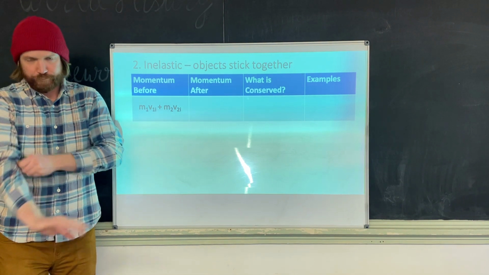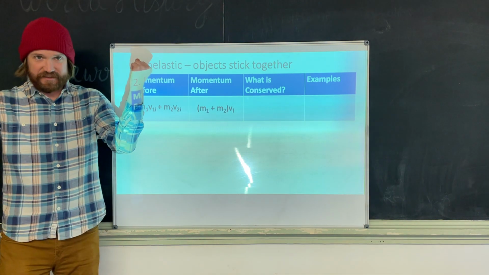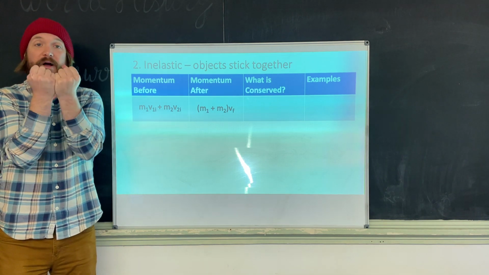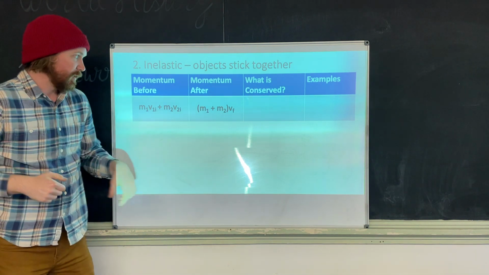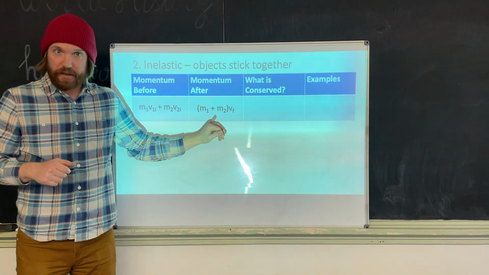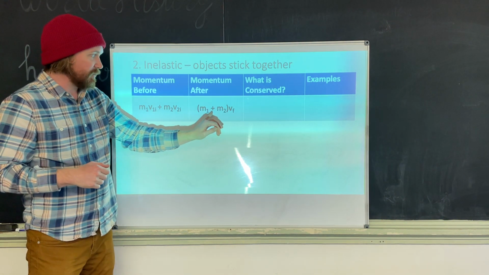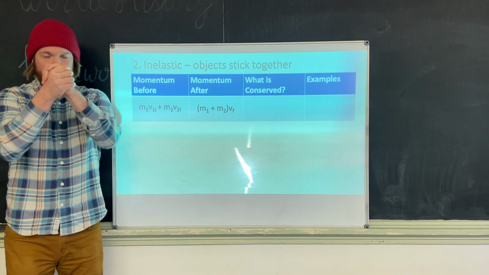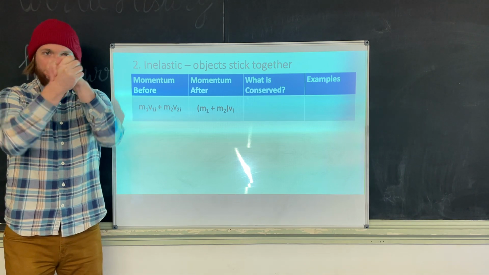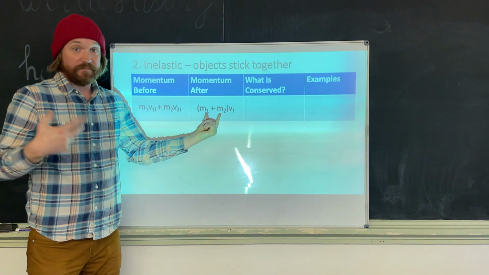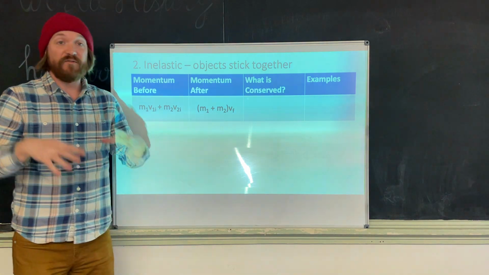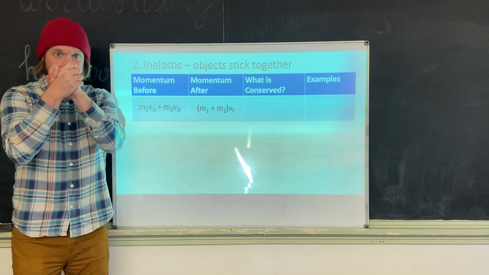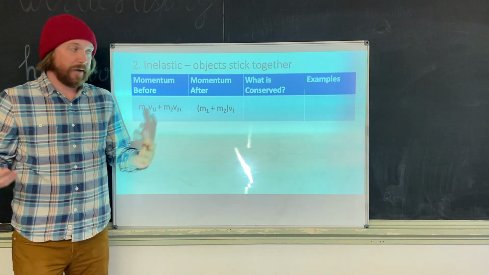The difference here is that afterwards, because they stick together, they're no longer two separate objects. They are now one object that is stuck together, so their masses are now combined. You take the mass of the first object and add it to the mass of the second object. They start off separate and they stick together, so now they have one mass, their old masses added up, and they have one singular final velocity. Why one velocity? Because they're stuck together.